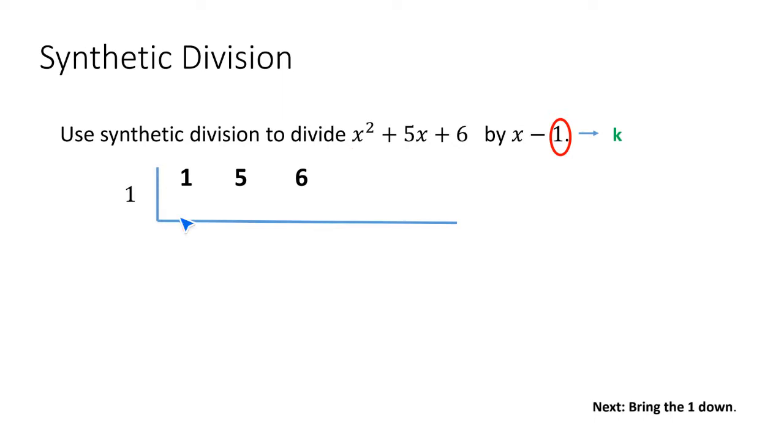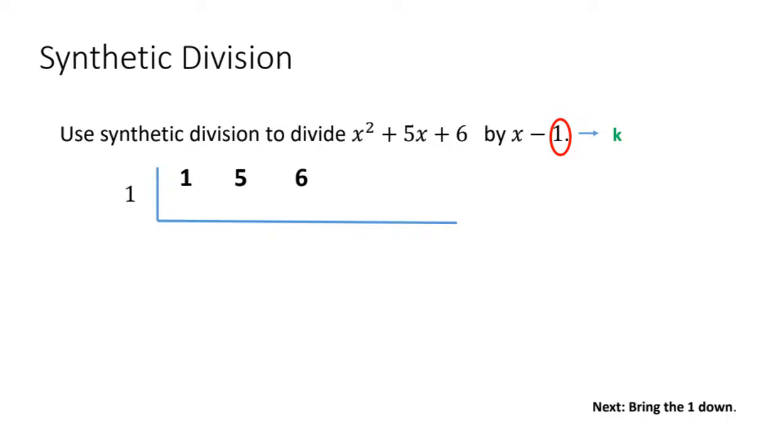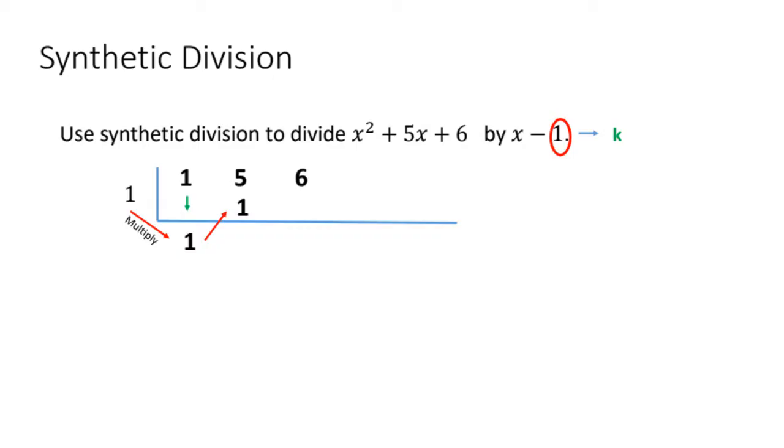So I have an x squared, I have an x, and I have a constant. So the coefficients are 1, 5, and 6. Again, I'm dividing by this k value, which is 1. And the way I do synthetic division is this way. I bring down the 1. Then you multiply 1 times 1, which is 1, and then you add 5 plus 1, which is 6. Then you do it again: 1 times 6 is 6, so 6 plus 6 is 12.